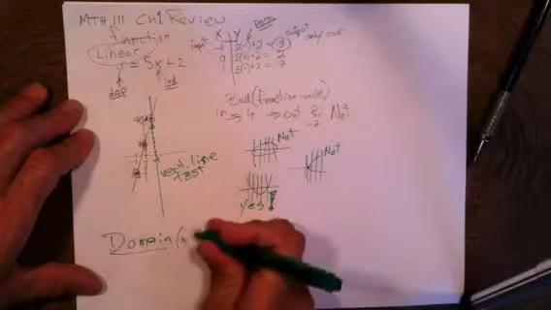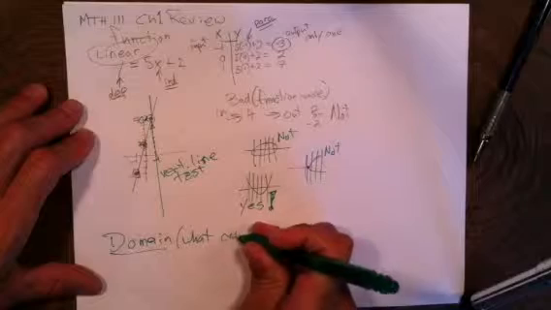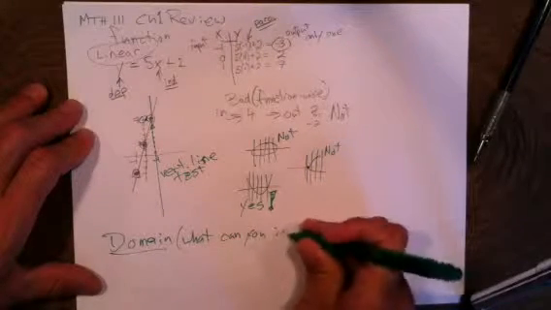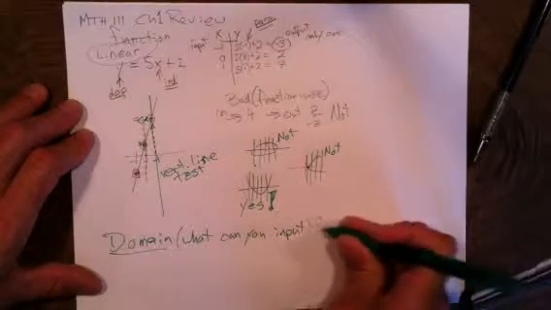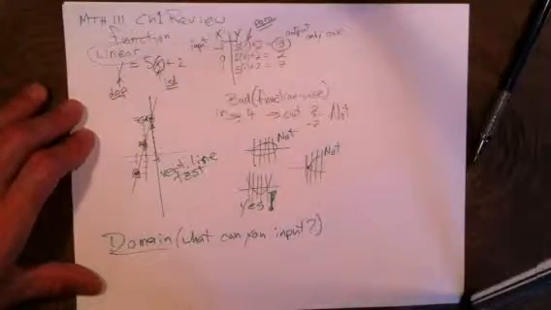Domain relates to what you can input. What can you input? Well, looking at this, x is my input variable. It's a placeholder waiting for me to give it a number. And what do I do with it?